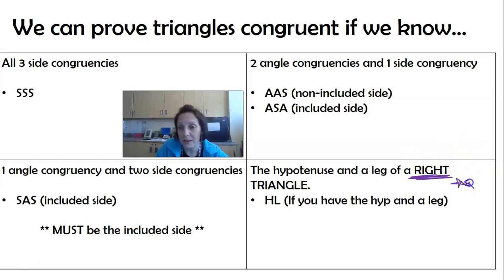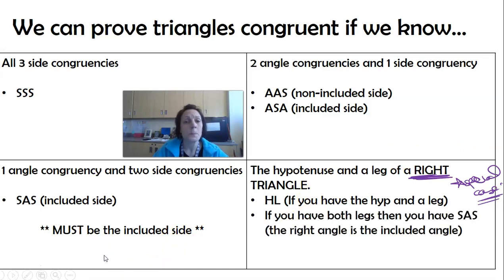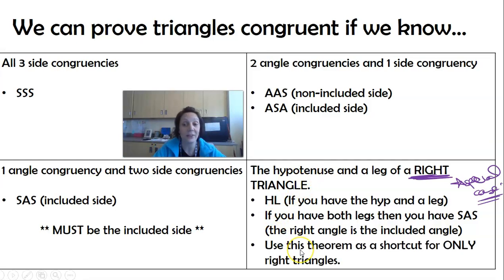So if you're writing this, you want to note this is a special case. Only for right triangles. Don't try to use it if the triangles don't have right angles in them. Okay. If you don't have the hypotenuse, don't use this. The H in HL stands for hypotenuse. So if you don't have the hypotenuse, if what you have is both legs, then what you have is side, angle, side. If you don't have side, angle, side, this is where you look. This is a last resort.